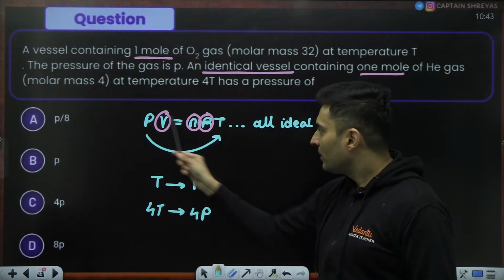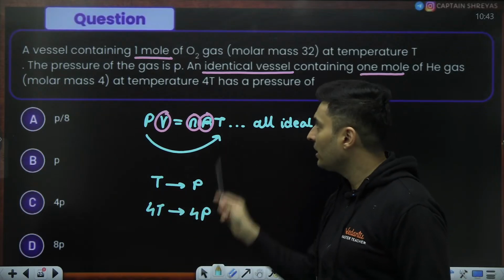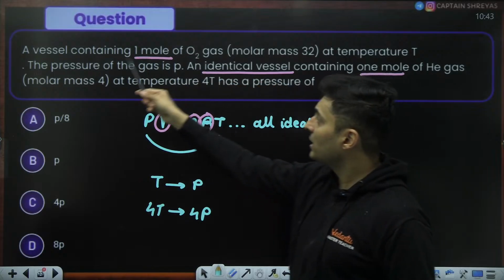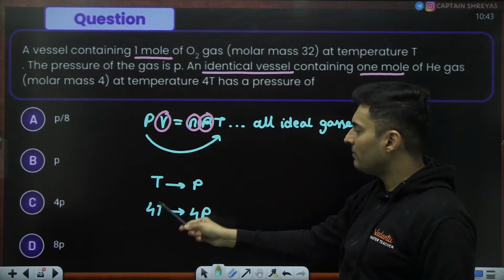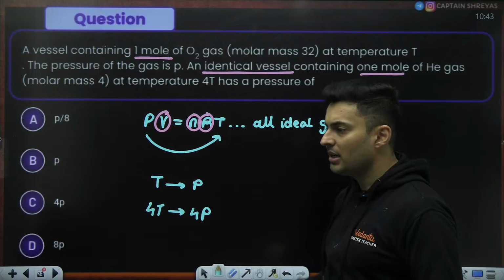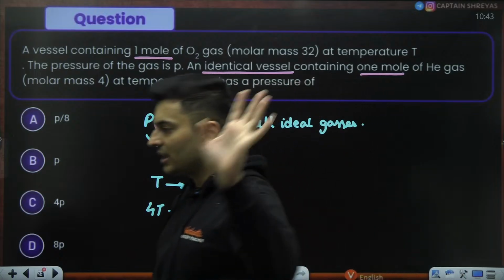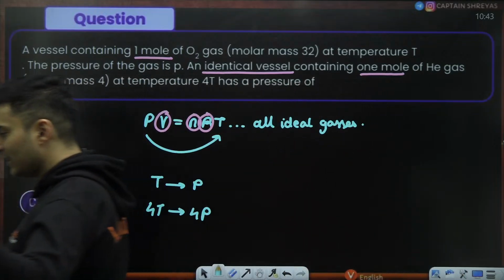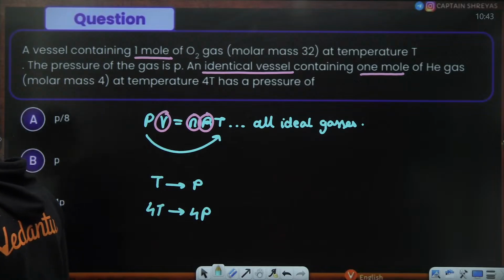So, pressure was directly proportional to temperature. For temperature T, the pressure is basically P, so for temperature 4T, the pressure will obviously be 4 times P. It's got nothing to do with that molar mass, etc. A lot of people get confused and stuck in that particular part of the question.